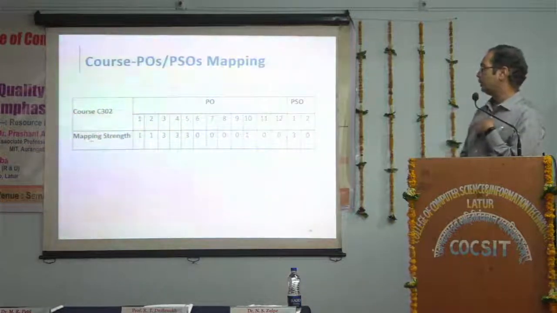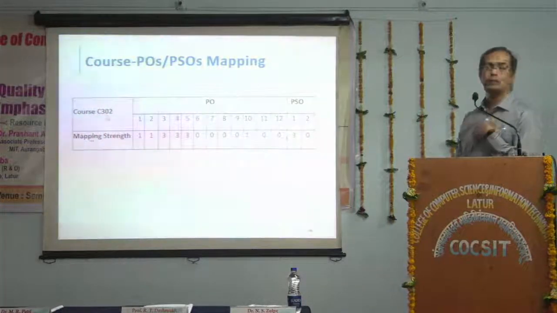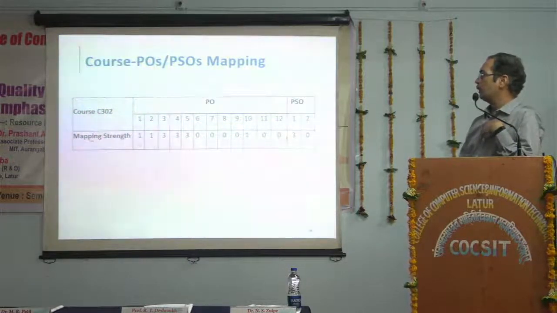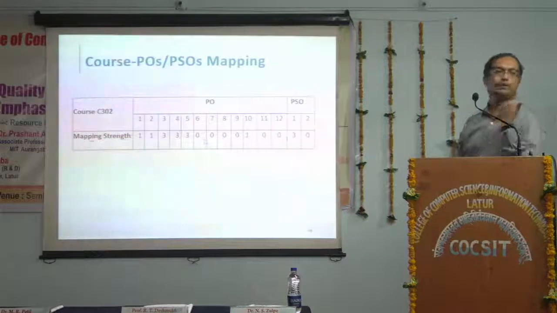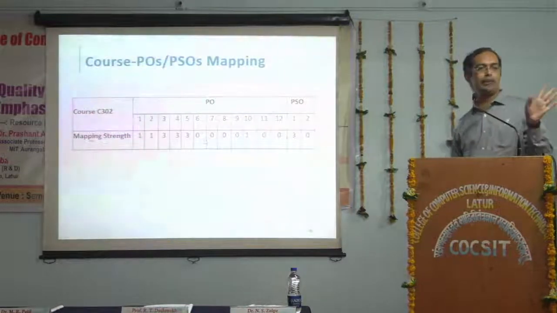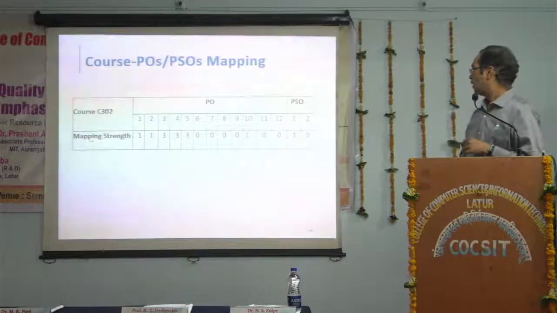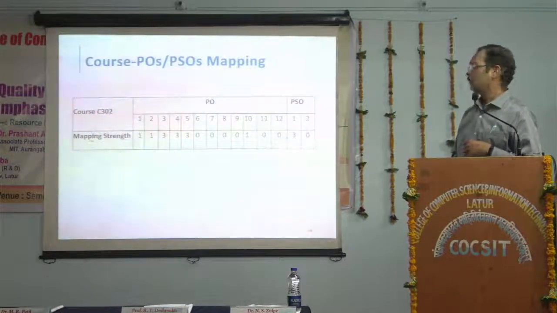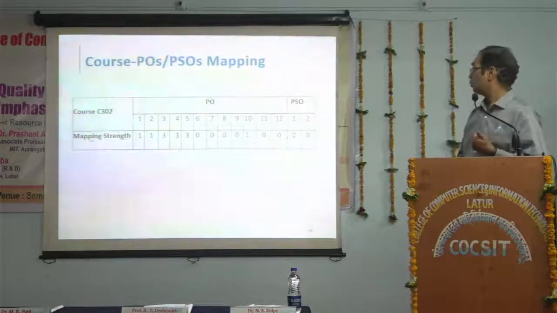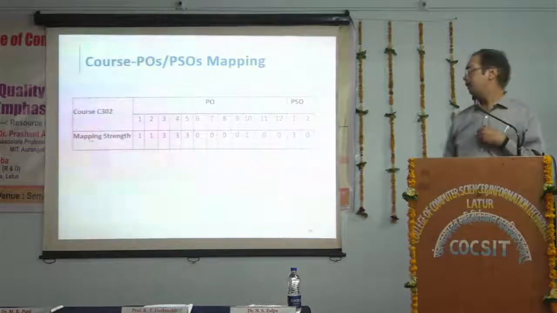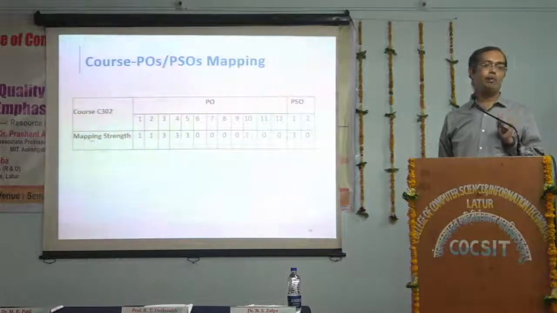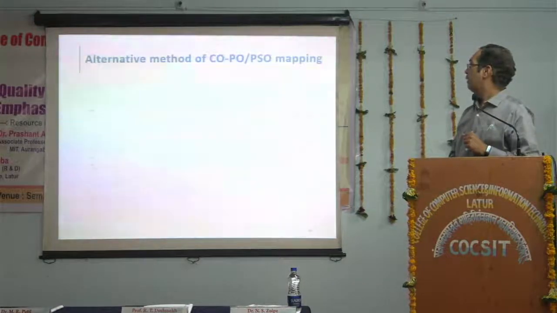You can see that for this particular course 302, I am using these mapping strengths. For 1, 2, 3 it is 1, 1, 3. 6 and 7 are not addressed anywhere, so I am skipping those and making them 0. For 9 also it is 0. For 10 it is 1. For 11 and 12 it is 0. PSO1 is fully addressed, so it is 3, and PSO2 is not addressed, so it is 0. This is how I am defining my mapping strength.